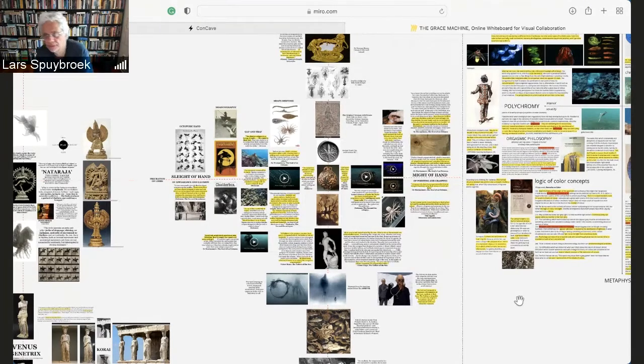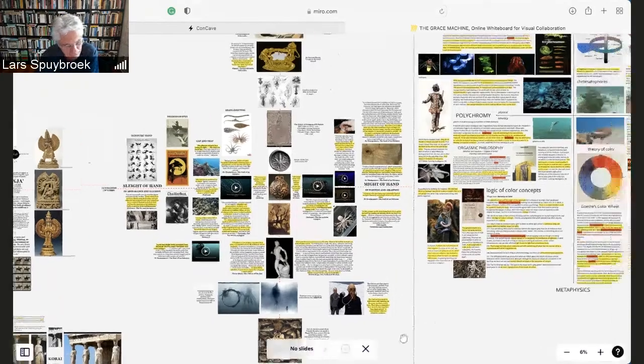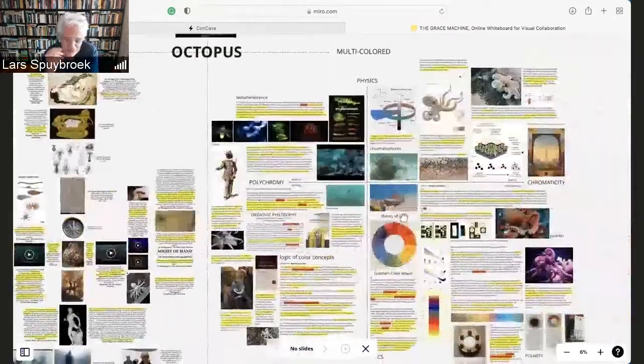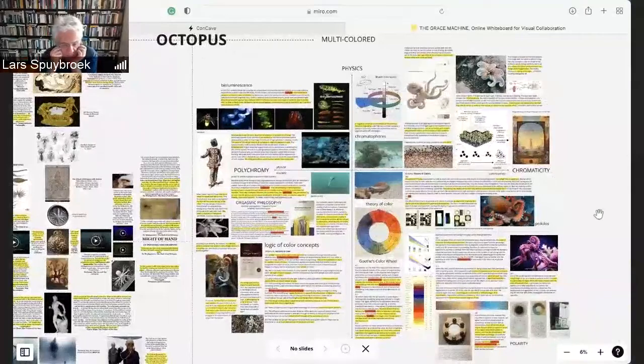Let's move, because we're pretty long today. But I think it's worth it. It's just incredible material.